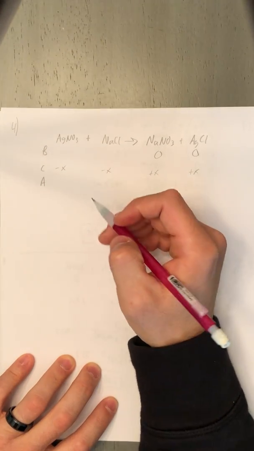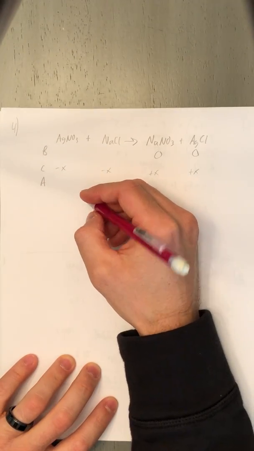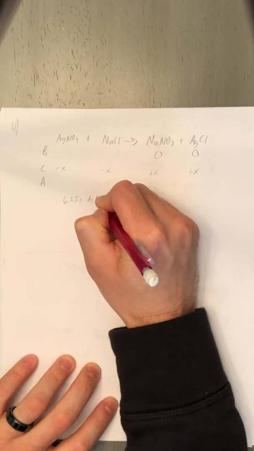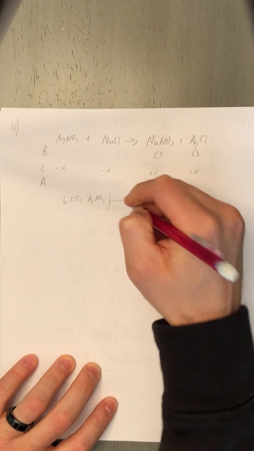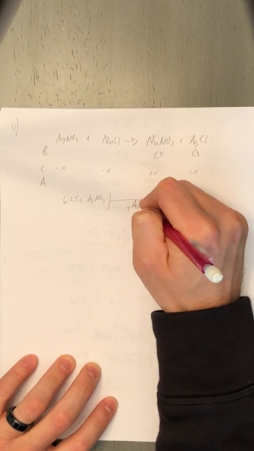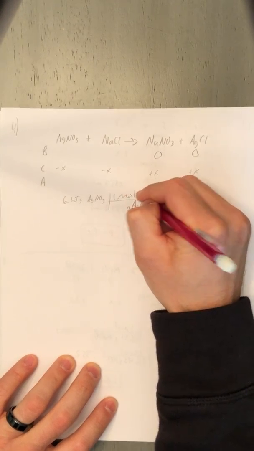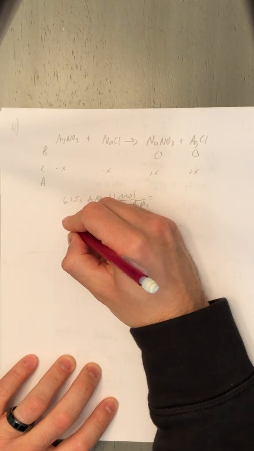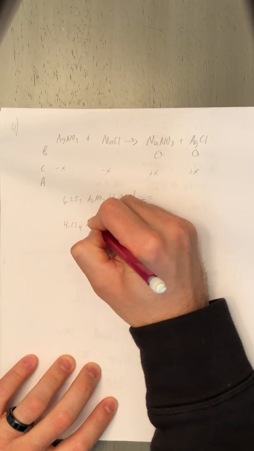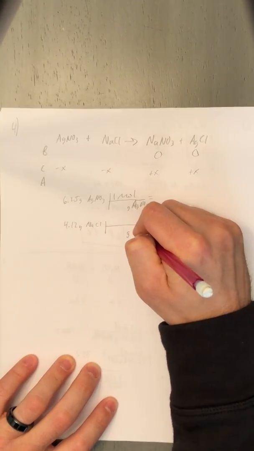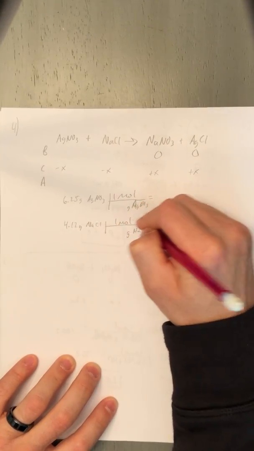Now we got to convert grams to moles. So use the numbers they give you in the problem. So 6.25 grams of AgNO3. I know grams of AgNO3 goes on the bottom to cancel out the grams in 1 mole. And I'm given 4.12 grams of NaCl. Grams of NaCl on the bottom in 1 mole.